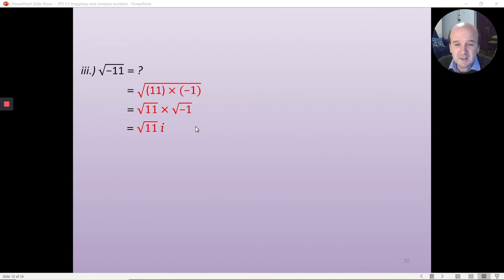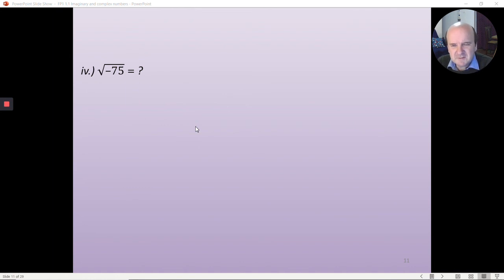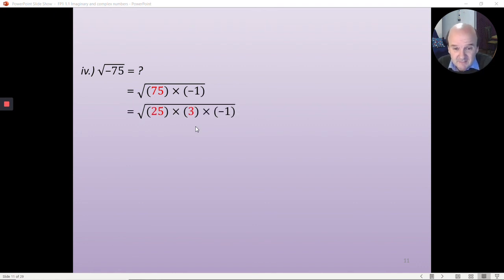What about the square root of minus 75? The best thing to do again is to split it up into two parts, the square root of 75 times by minus 1, and then split up 75 into 25 times by 3. Now, 2 bits you can do something with, 1 bit you can't really do anything with. So the square root of 25 is 5, the square root of 3 is the square root of 3, and the square root of minus 1 is i. Joining all of those together, you'll have 5 times by root 3 times by i, or more neatly, you have 5 root 3 i.